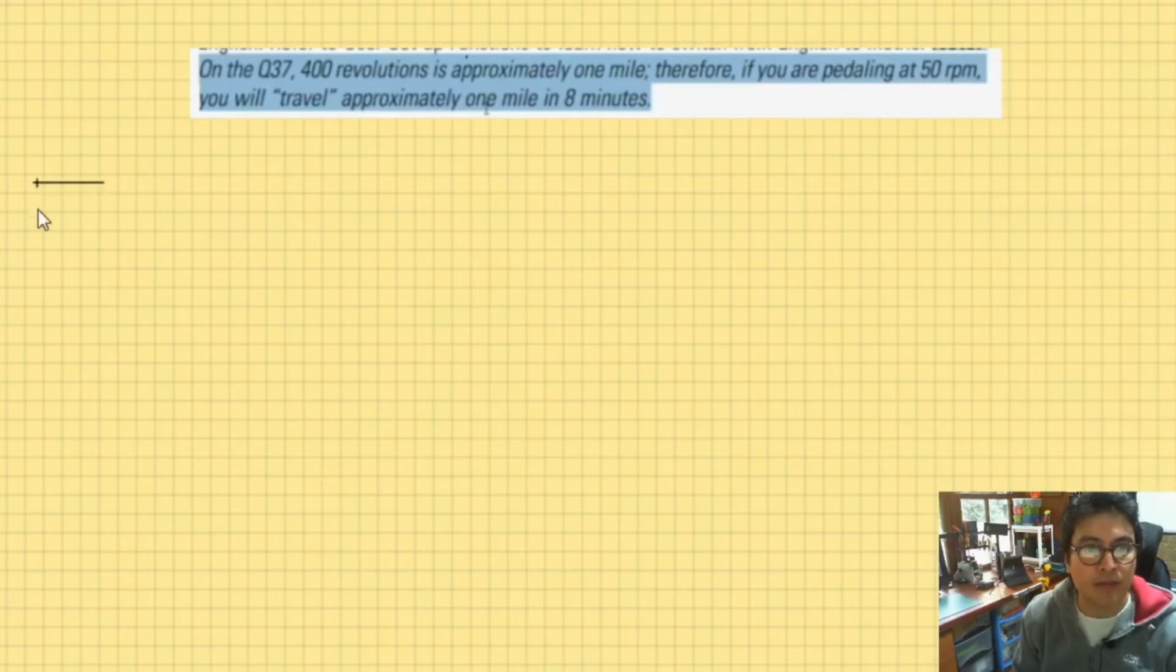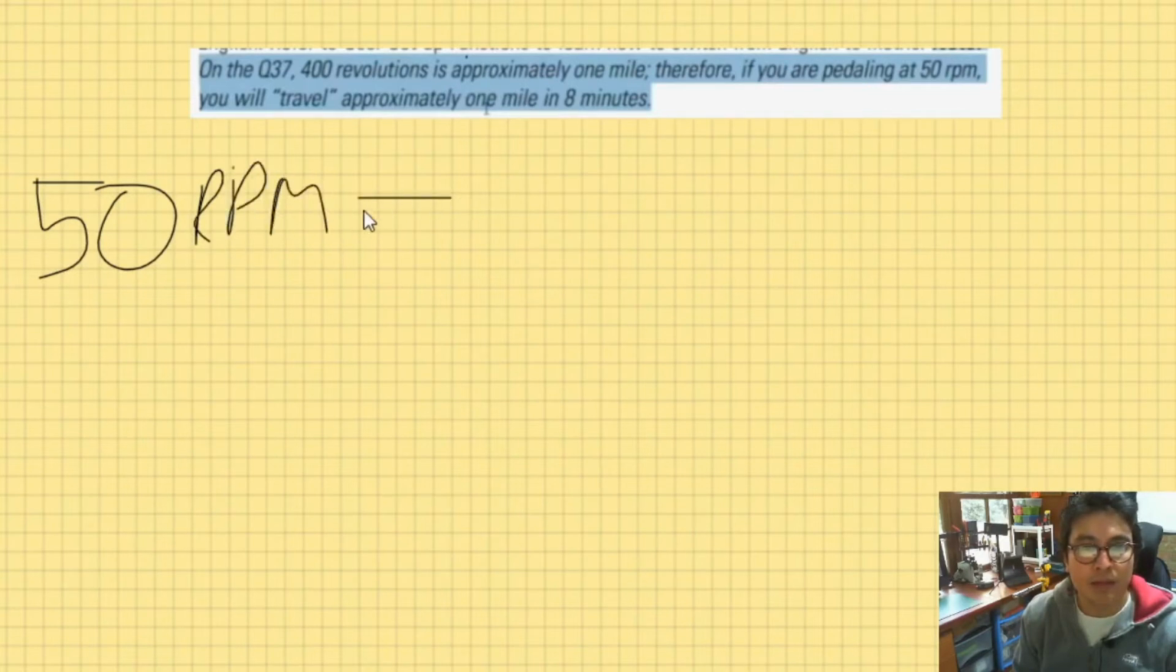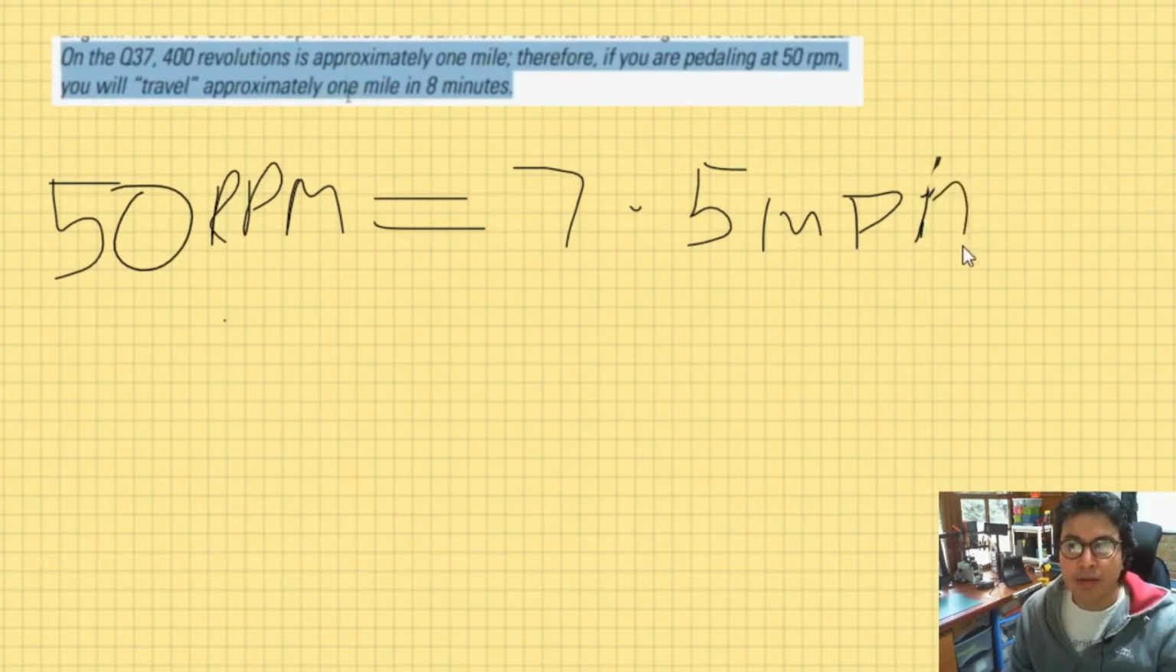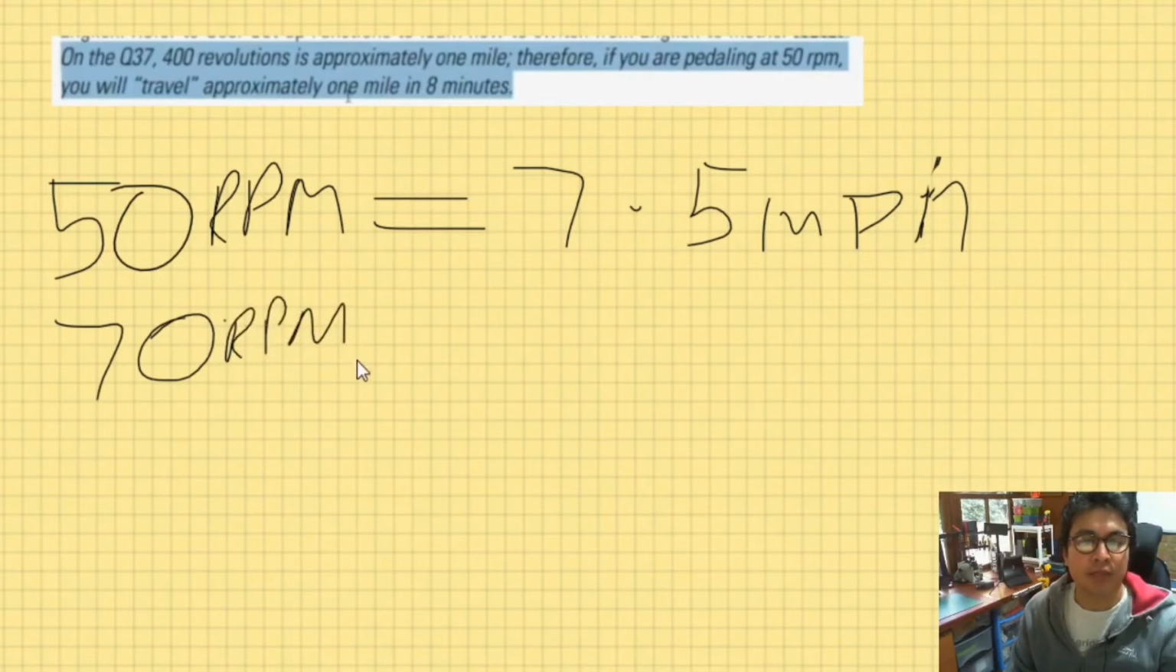So let me just make a note of that. Sorry, at 50 RPM, that's equal to 7.5 MPH. So that's the speed for 50 RPM, but realistically we're more likely to do in the region of 70 RPM. So let's work out what 70 RPM is in MPH.